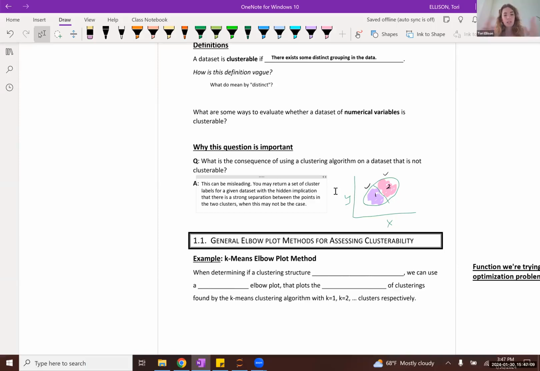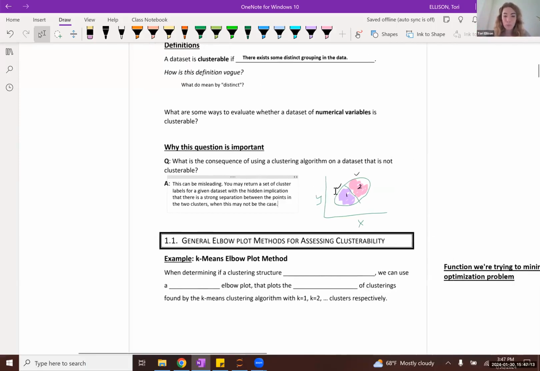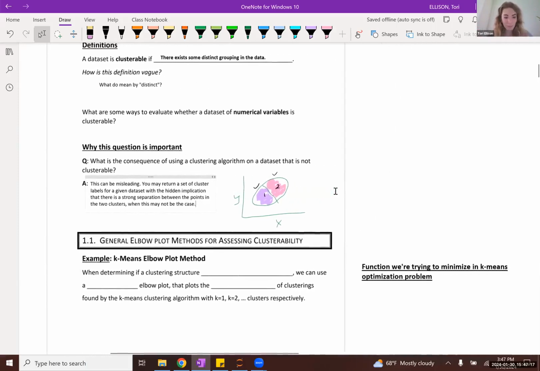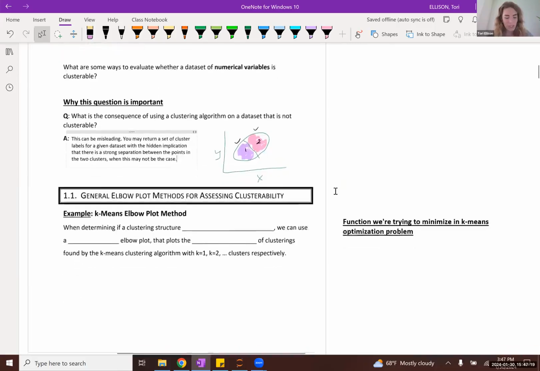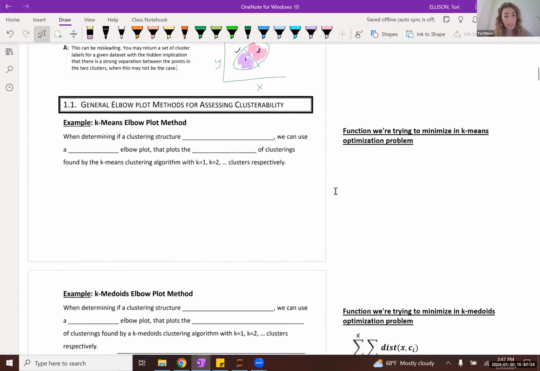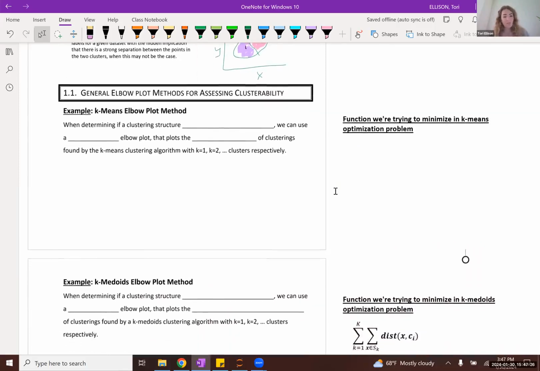Okay. So before performing cluster analysis, it's always a good idea to assess whether the data set is clusterable in the first place. We've discussed a variety of ways in which we can evaluate if a data set is clusterable. For starters, we could use the k-means elbow plot method to answer that question.